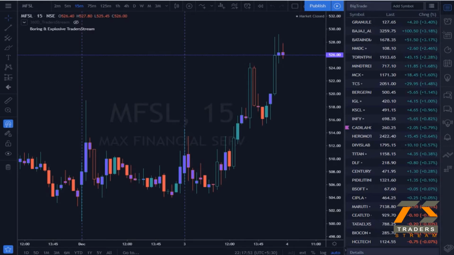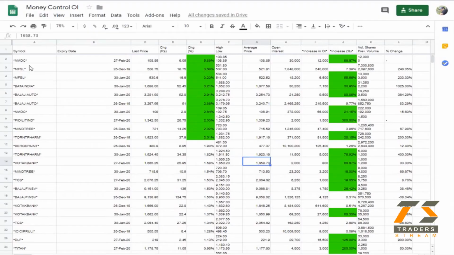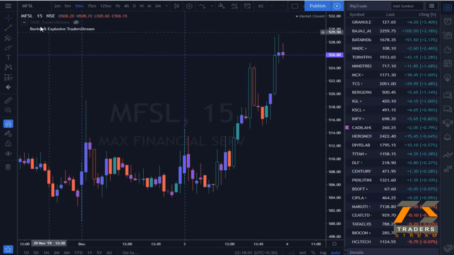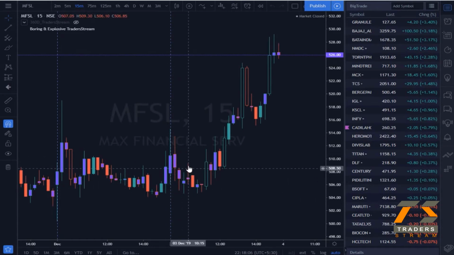Now let's look at the stocks that we checked here on our open interest data, which are MFSL and NMDC. If you look at MFSL, I have put the 15 minutes chart here. The day started here. Now you see an explosive move where there is a hollow candle and an explosive move like this. We did explain the explosive move indicator in our previous video. You can download this indicator. It is free on TradingView. So if you have a TradingView account, go ahead and search for boring and explosive move TraderStream. You can use this indicator.